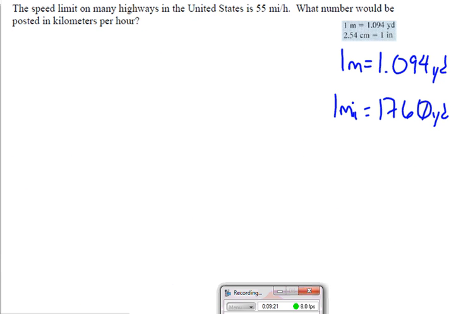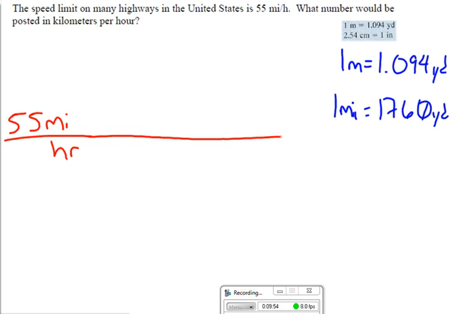All right, this next one's a little bit more tricky because I actually have to cancel out 2 units. Oh, they were nice to you. They only made you cancel out 1. Oh well. The speed limit on many highways in the United States is 55 miles an hour. So let's go ahead and write down the numbers we got. 55 miles an hour, miles, and then per hour, let's put the unit hours down here on the bottom, right? That's per hour. What number would be the speed in kilometers per hour?